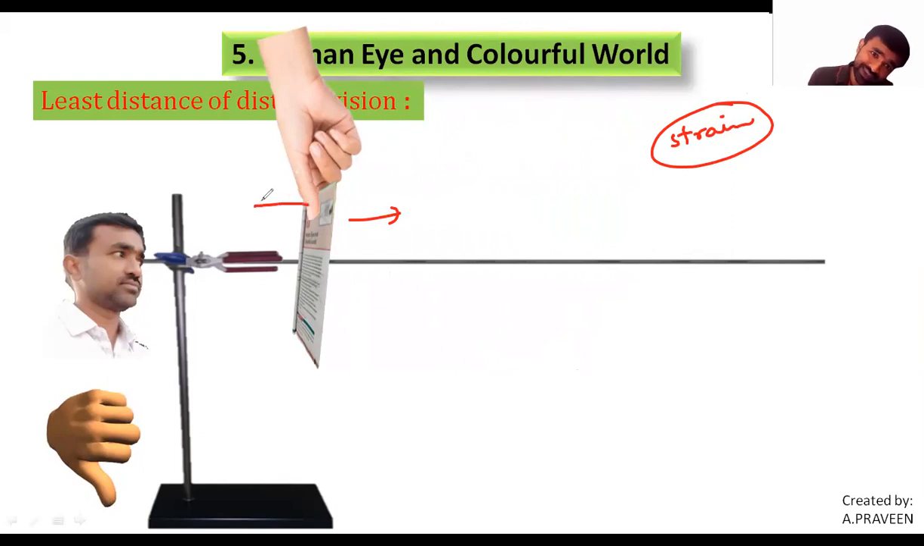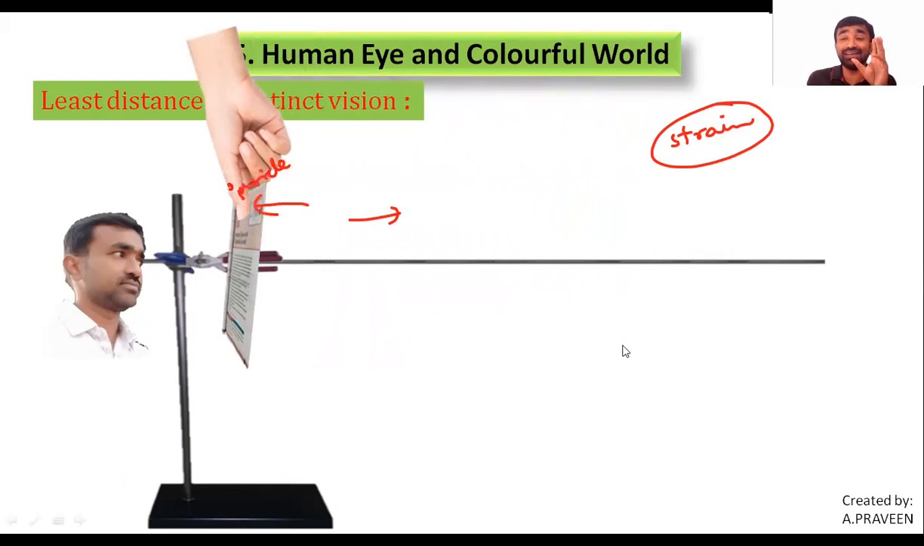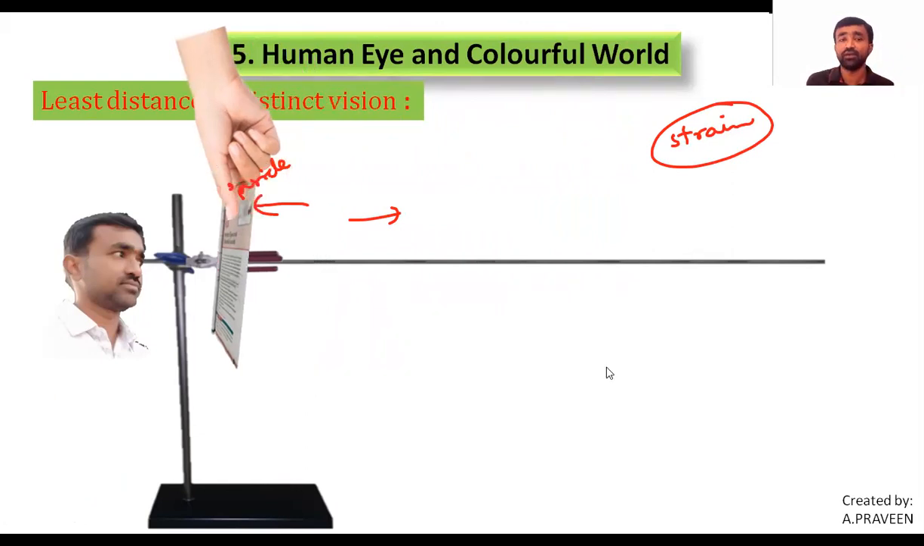Suppose you bring it somewhat inside again, what happens? If you get that textbook somewhat near to you, your eye can take more strain here. It cannot be visible to you, and your eye takes more strain in this case. So are you able to see the text? No. And you are taking more strain with your eyes, right?